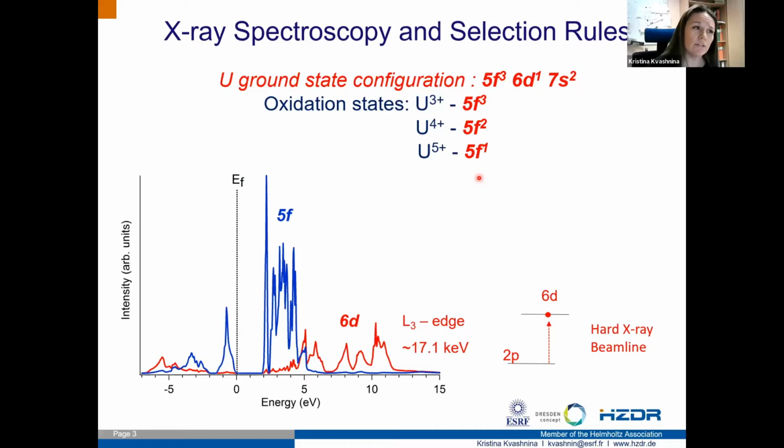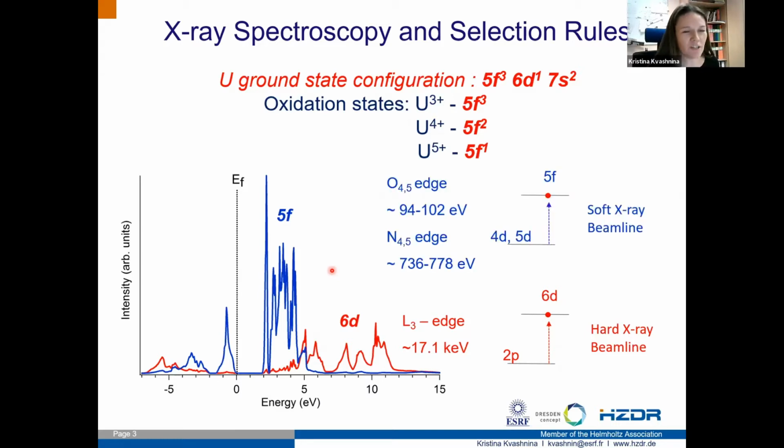And in fact, if we look at the density of states and how it is distributed, I plotted here just one example, uranium dioxide. But this is a typical example where you see that the 5f states are much closer to the Fermi level. So it means that in principle, they have to be much more sensitive to electronic structure changes. So how do we probe 5f states?